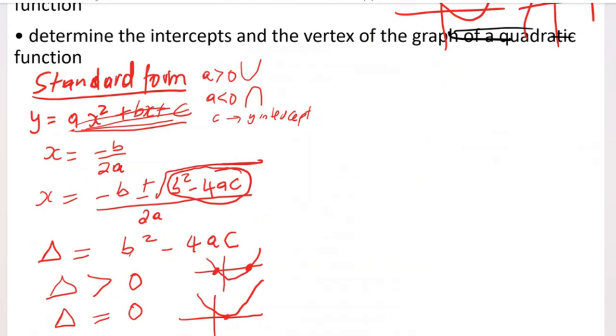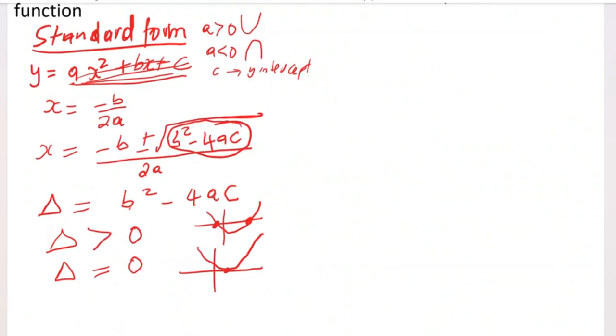That's when your discriminant is equal to 0. When your discriminant is less than 0, it means you are not going to have any solutions. What do we mean by that? We mean your graph is not going to be touching your x-axis. It is going to be floating there.